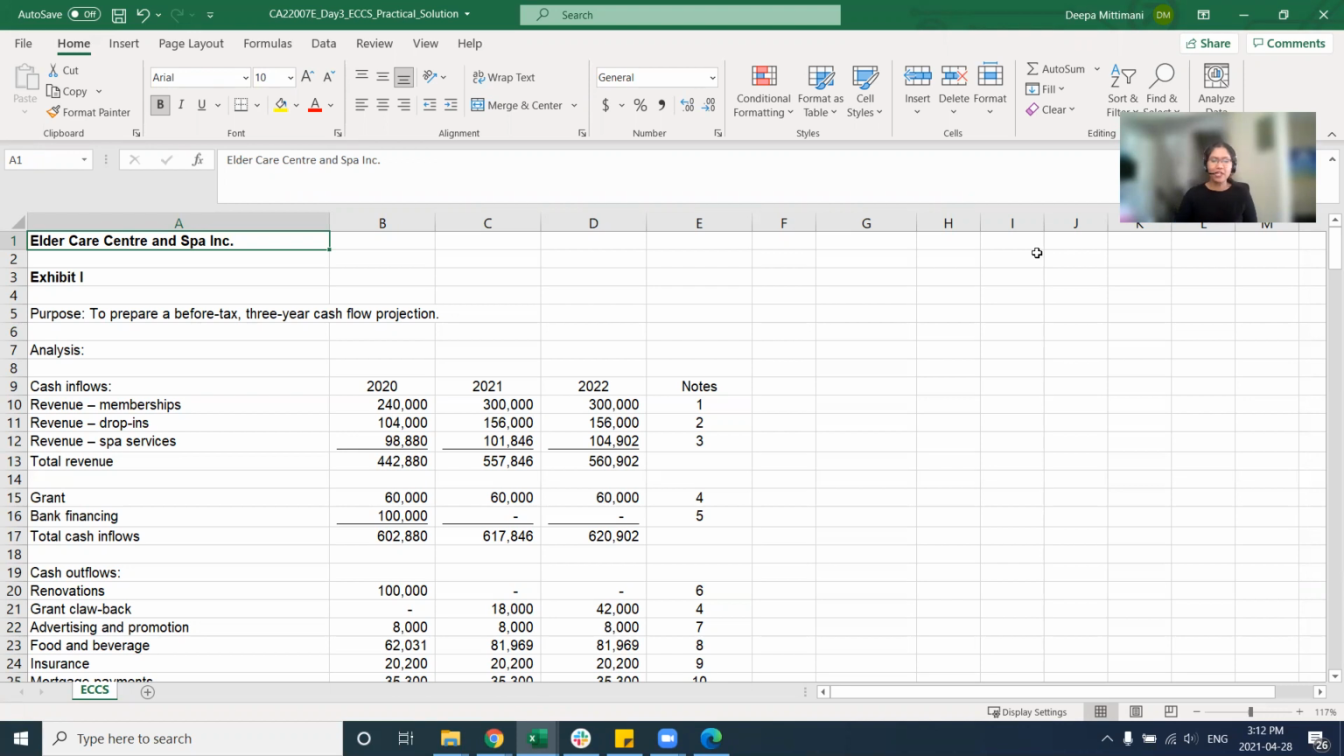So back to our topic for today, the traps in the case. So what do I mean by that? Now, if you see the example here, you will see that this is the case elder care, and the AO was to prepare a 3-year cash flow with the adjustments.